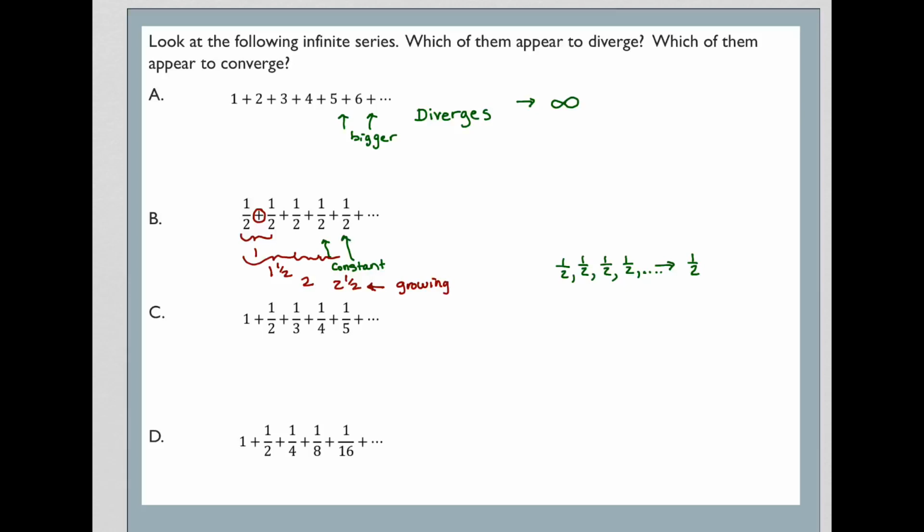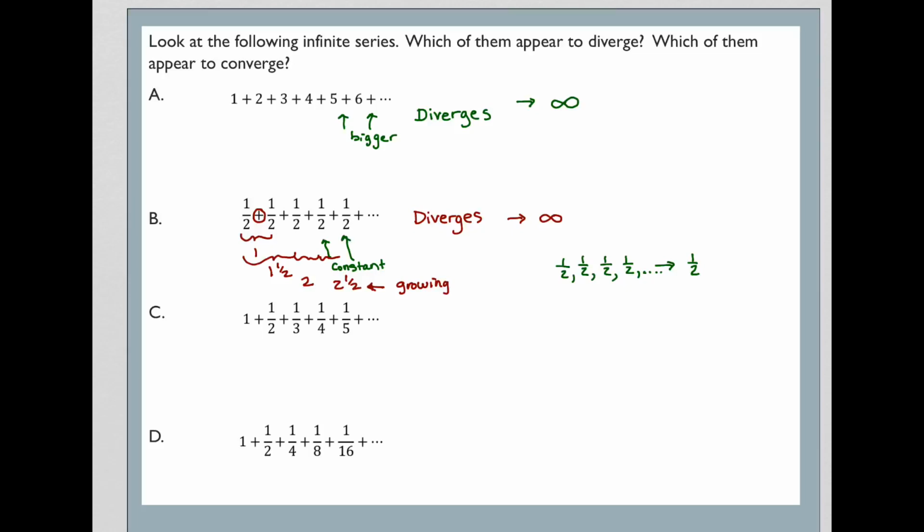And if the partial sums are growing infinitely large because I keep adding a constant number, that means this whole series also is going to have to diverge, right? Because I keep adding a half forever and ever and ever. This sum will never stop. It will never converge. This series diverges to infinity.